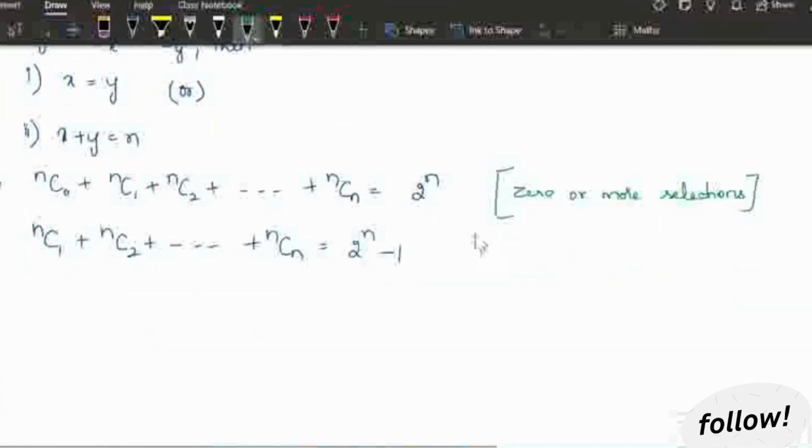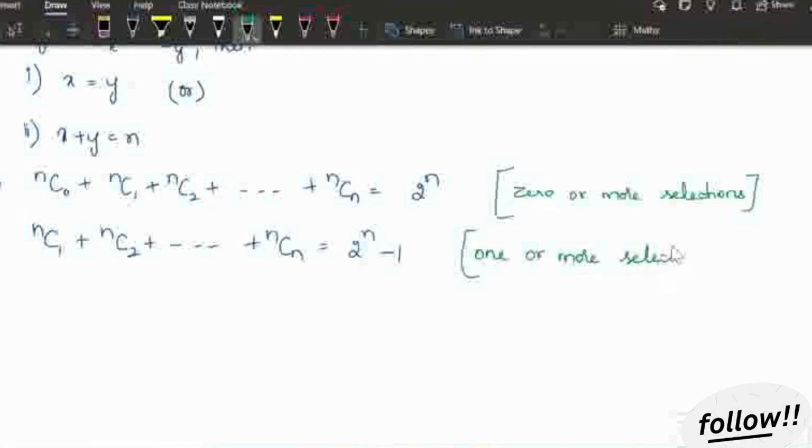So when are you going to use this? Whenever they have given one or more selections. In the question, if they have given one or more selections, then the answer is 2 power n minus 1. If they have given 0 or more selections, the answer is going to be 2 power n. 0 or more selections is usually very rare. Okay, this is very rare and this is very common.